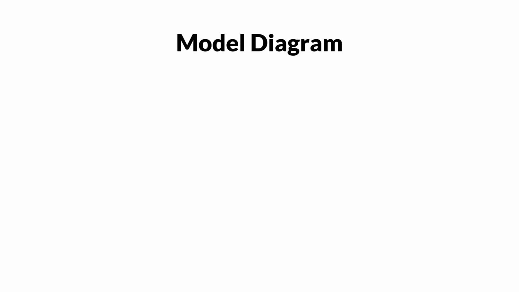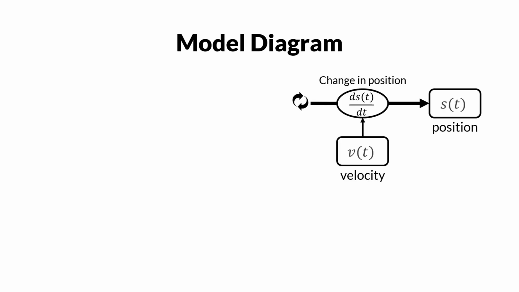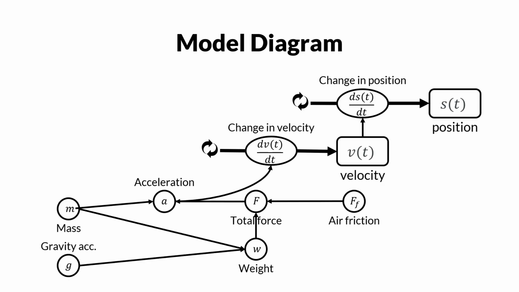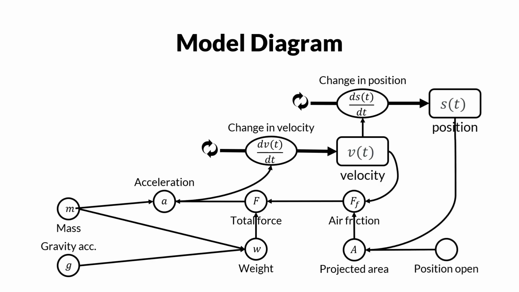The model diagram is similar to the previous diagram. But the difference is the projected area calculation. The projected area depends on the condition, whether the parachute is in closed or open position. Let's add this position as the variable position open. Now, let's try to simulate this in Google Colab.